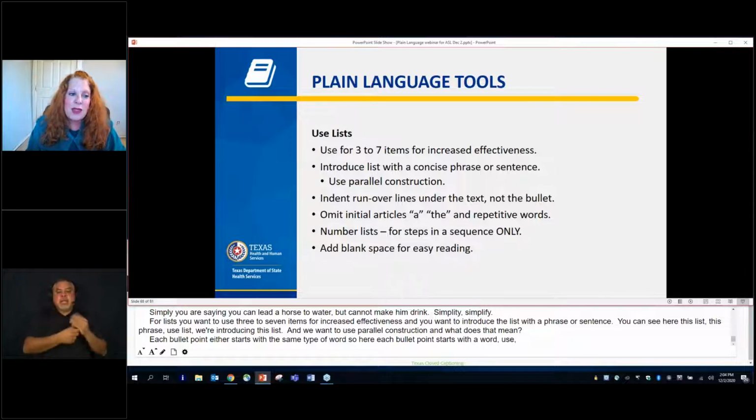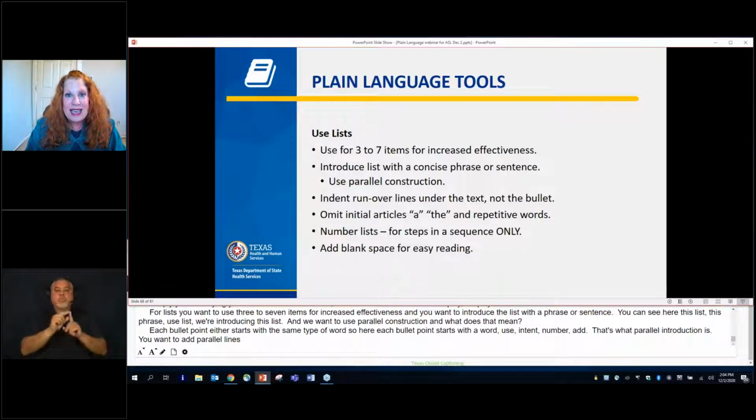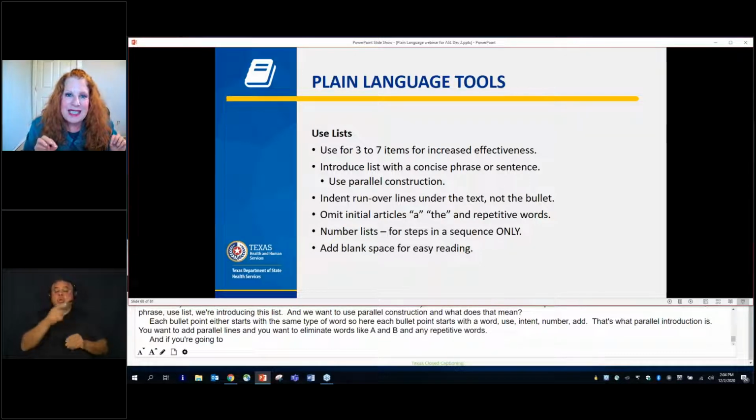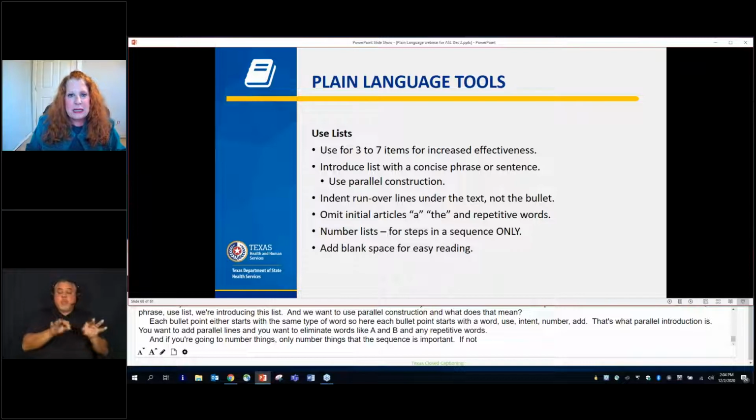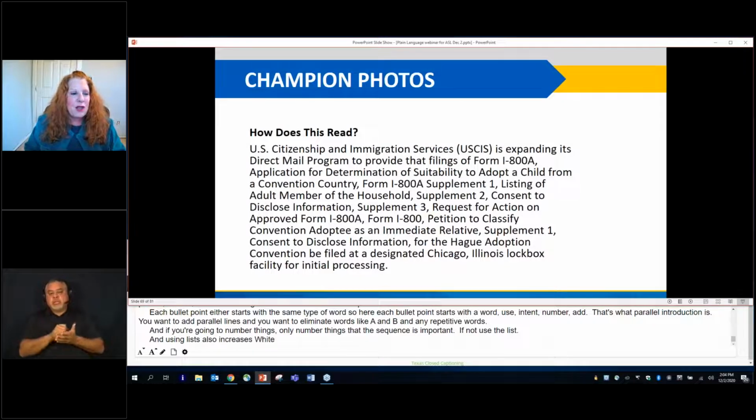You want to indent run lines over the text, not the bullet, and you want to eliminate words like A and B and any repetitive words. And if you're going to number things, only number things where the sequence is important. If not, use bullets. Lists also increase white space on the page, which increases readability. So how does this read? U.S.